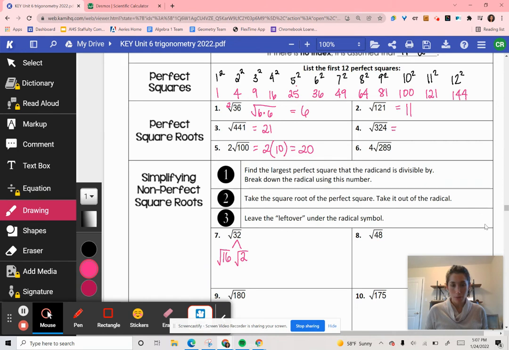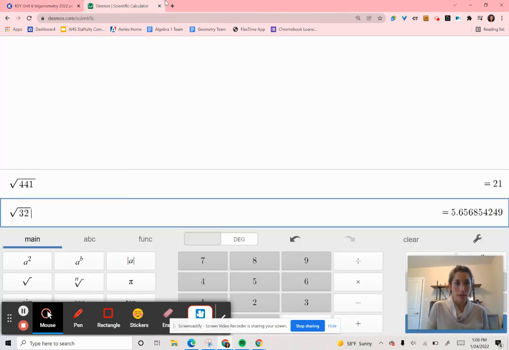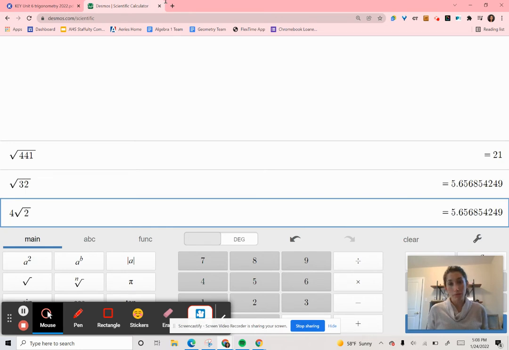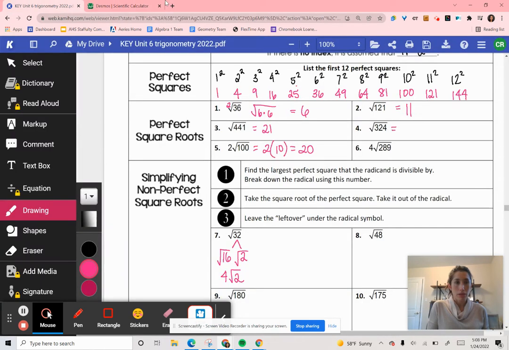So in simplest radical form, we would write this as 4 square root 2. And you can check on your calculator. Let's check to make sure that is equivalent here. If I type in 4 and then I put square root 2, you'll notice that they have the same decimal equivalent value. It's just that this is what we call simplest form. Okay, let's look at the next one.